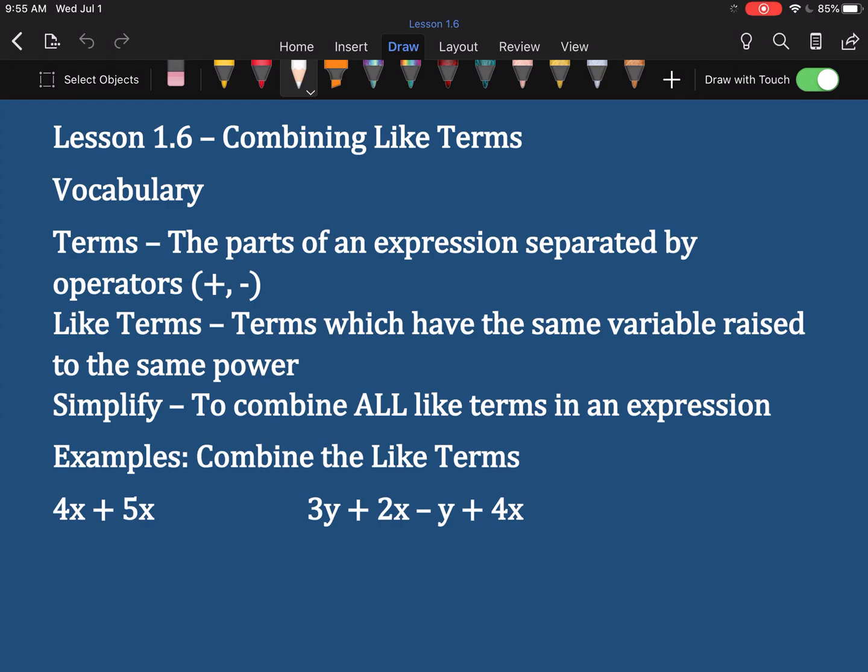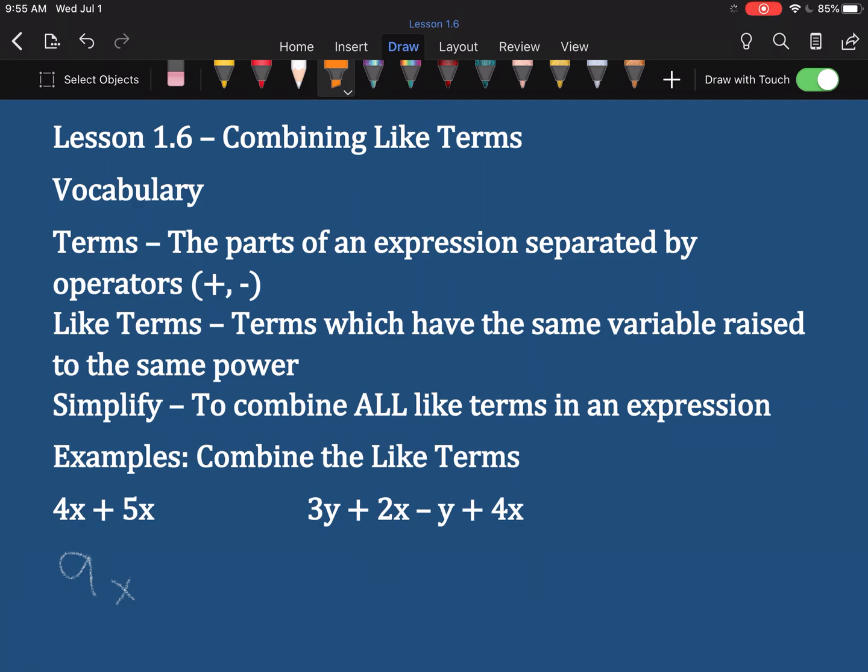So combine like terms. This first expression just says 4x plus 5x. Okay, I have 4 x's and I'm adding 5 x's. If I have 4 of a thing and 5 more of the thing, don't I really just have 9 of the thing? Wouldn't it be a lot easier to write this as 9x? That's the idea of combining like terms. Taking things that are like and saying, okay, why are you written separately? I'm putting you together.